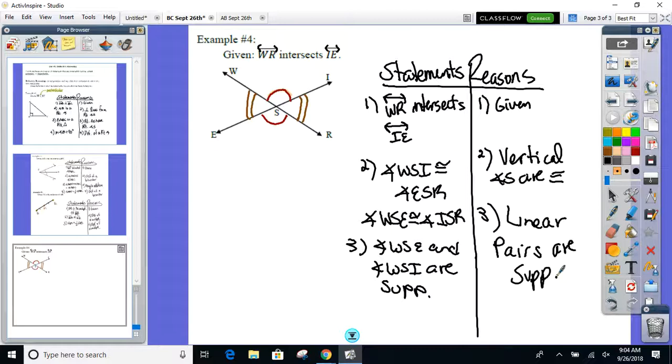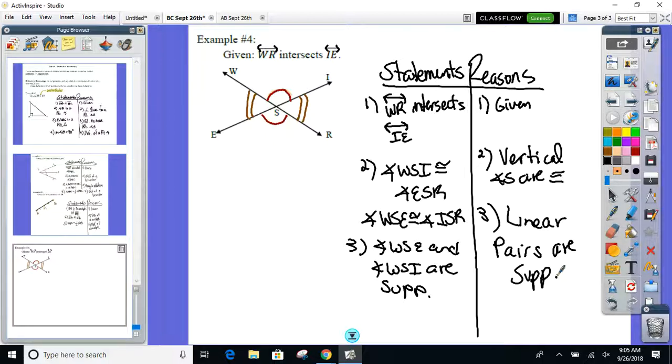Yes, Meg? The measure of angle ISR and the measure of angle ESR add up to 180, because you know the definition of supplementary. That's why they equal 180. Okay. All right, more, go ahead. You say that they're adjacent. You could say that too. Definition of adjacent, that's fine. Okay, yep, that's fine too.